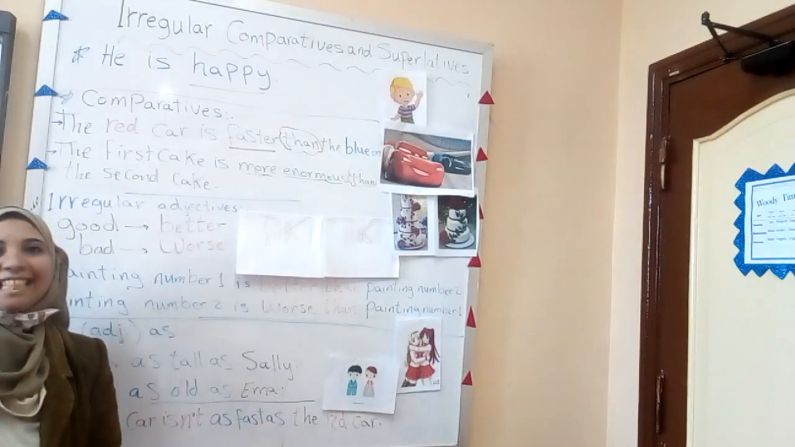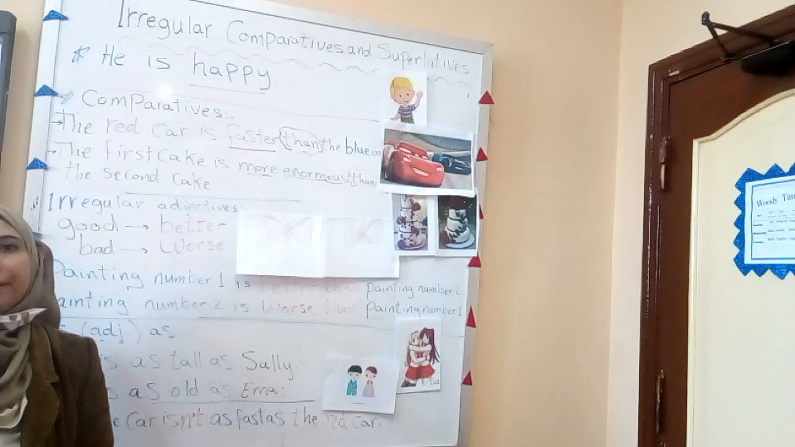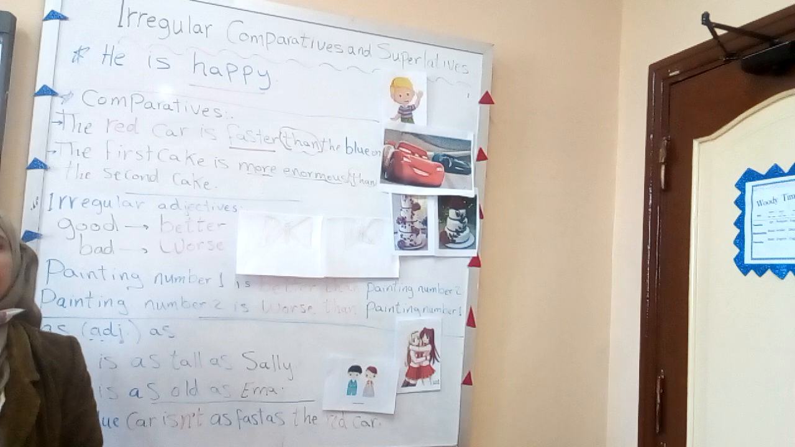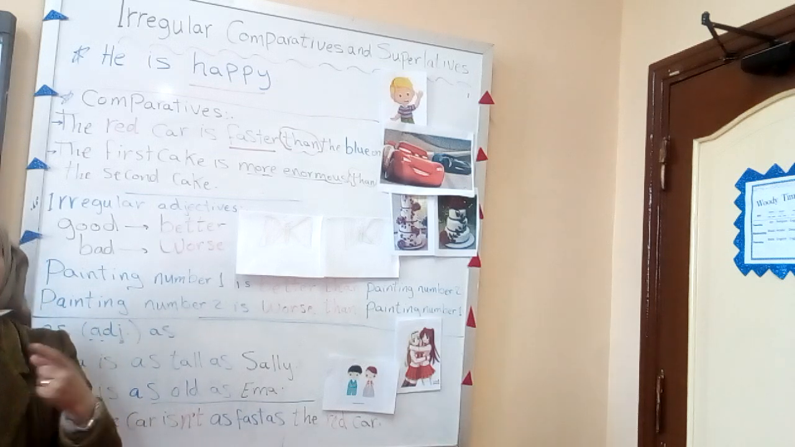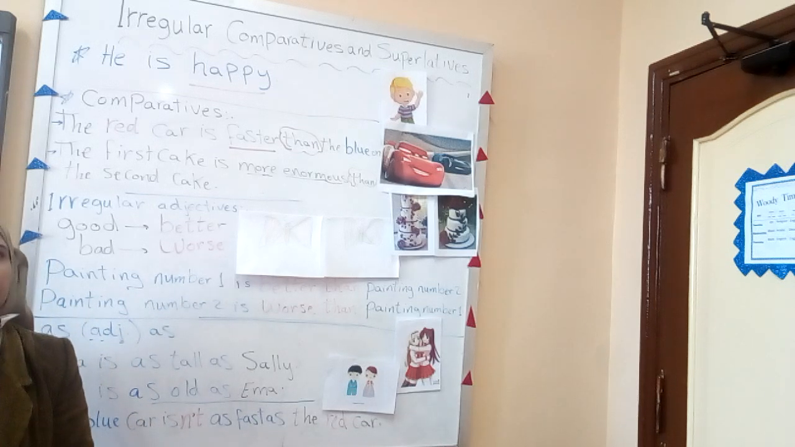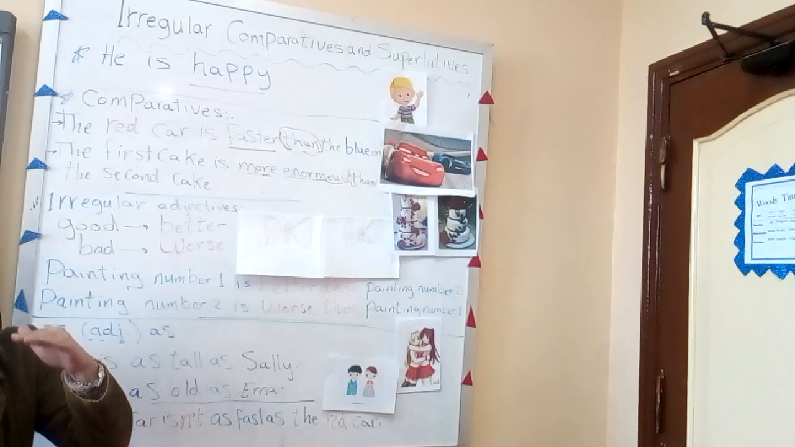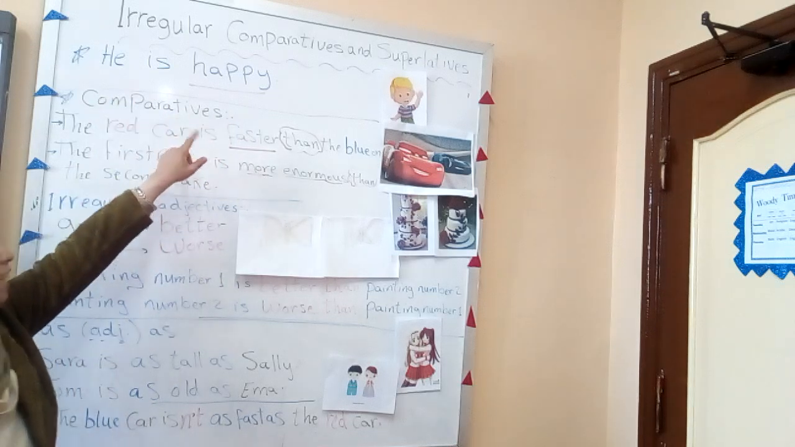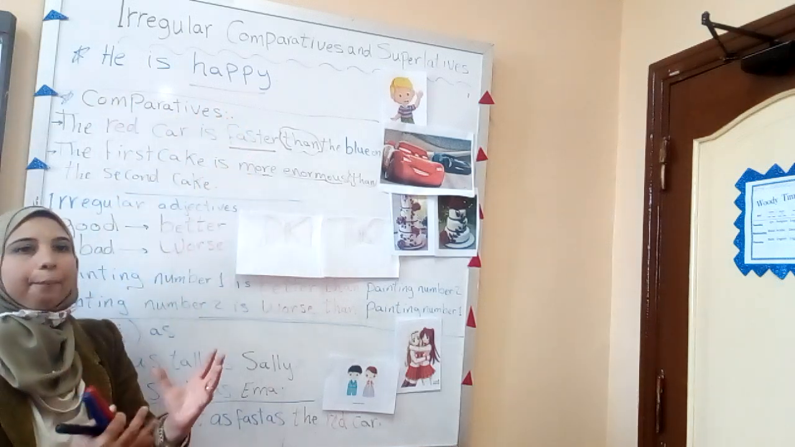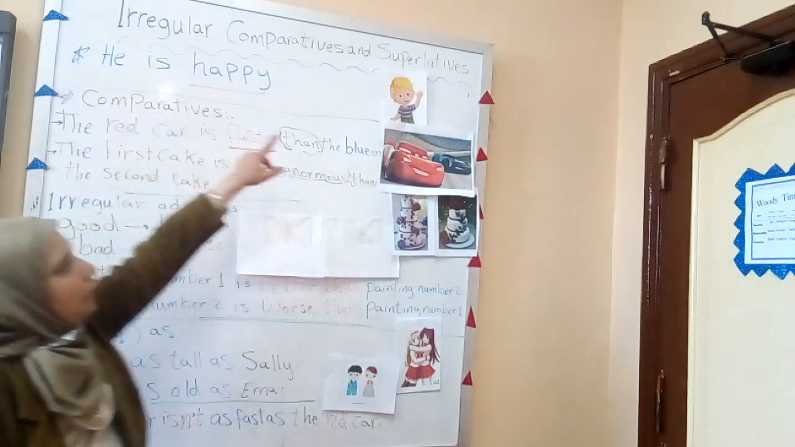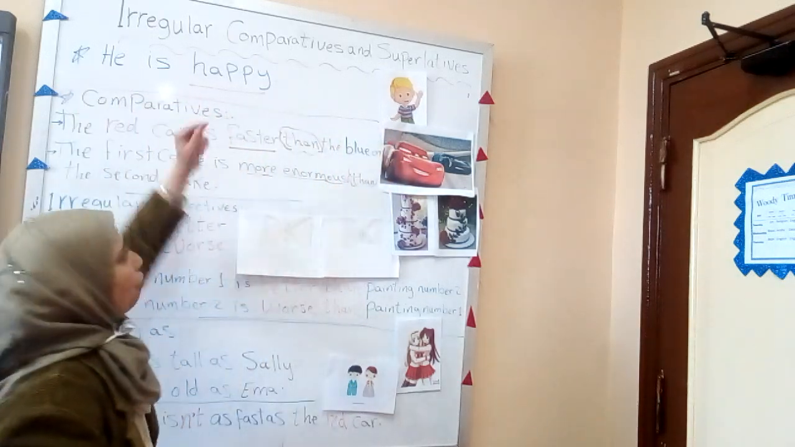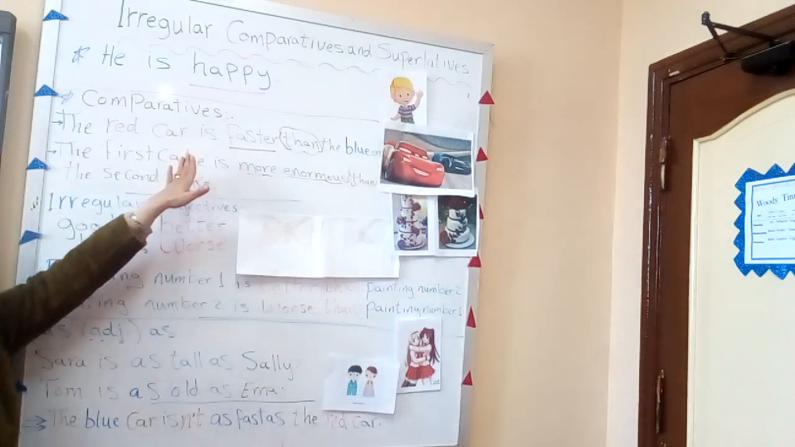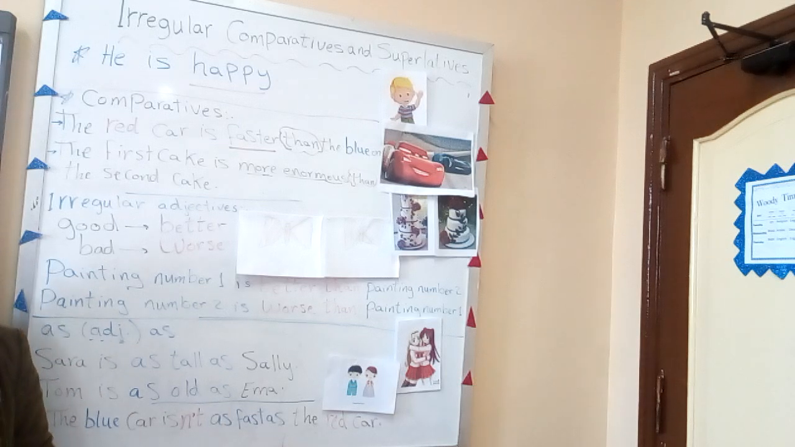Hello students, today we'll talk about irregular comparatives and superlatives. We all know that most of the adjectives have 3 degrees: positive, comparatives, and superlatives. For the first stage, the positive, he is happy. The adjective here is happy. Happy describes only this boy. This is the first stage. This is the positive. What about the comparative?